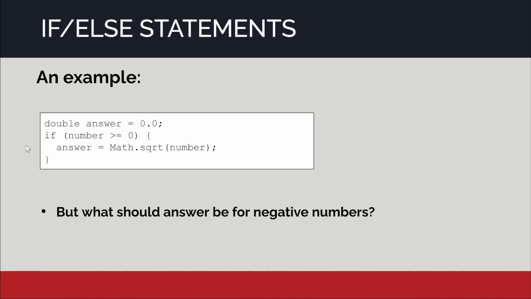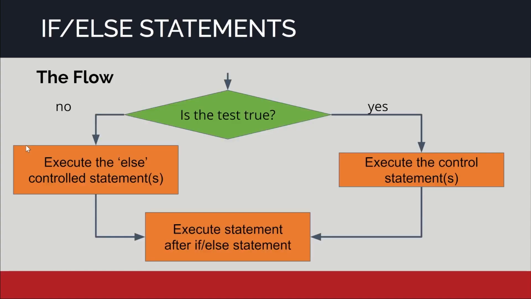And that's very similar to an if statement. We have the same sort of starting situation. We check this test. If the test is true, we execute the control statements, and then we resume execution after the if statement. The only difference is on the no side. On the no side, we execute the else statements. And then, regardless which side we've done, we resume execution after the if-else statement.